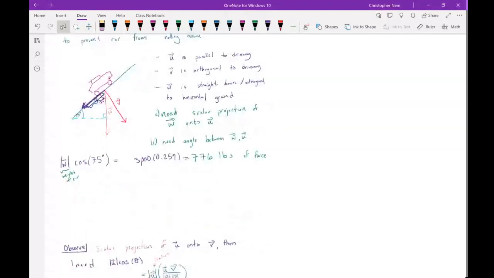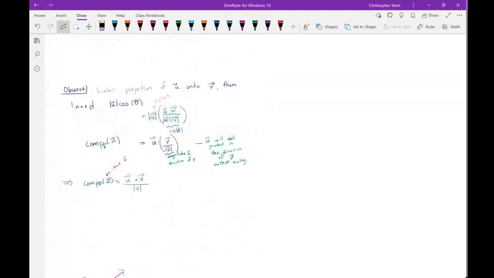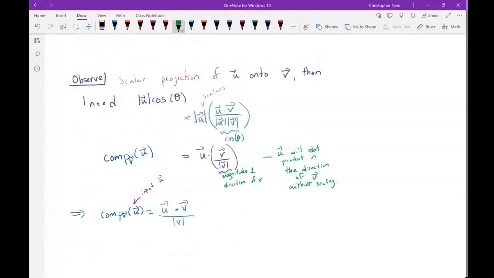Well, we can show that if I replace this cosine theta with my previous dot product cosine theta definition, it is actually just u dot v divided by the magnitude of u times the magnitude of v. Now notice that if I organize all this, I can cancel out the magnitudes of u because they're scalars, not vectors. They're scalars, I can cancel them out.